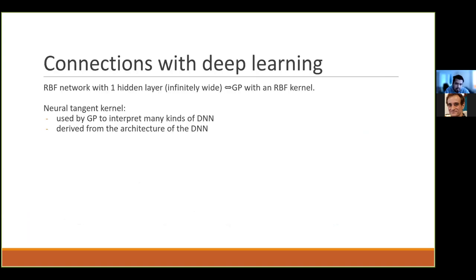Okay, now given all that, we want to see the relationship of Gaussian processes with deep learning. An RBF network with one infinitely wide hidden layer would be analogous to a Gaussian process with an RBF kernel. Also, given any neural network, we can find a kernel that represents the inner structure of the DNN, and that kernel is called the neural tangent kernel.